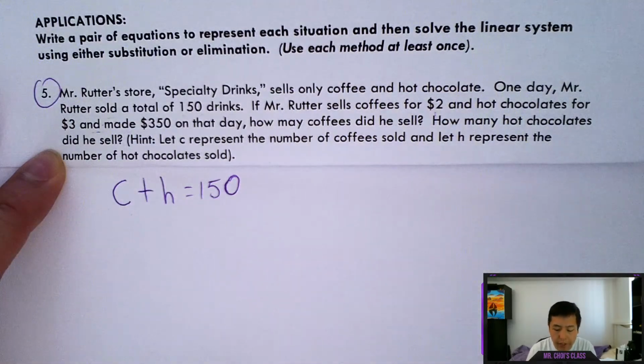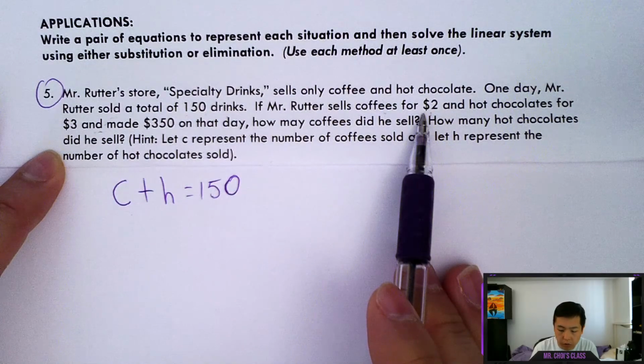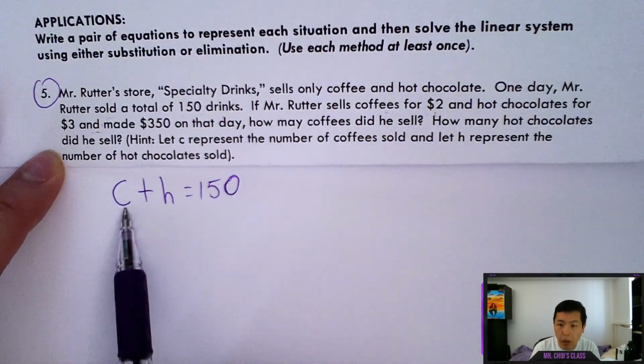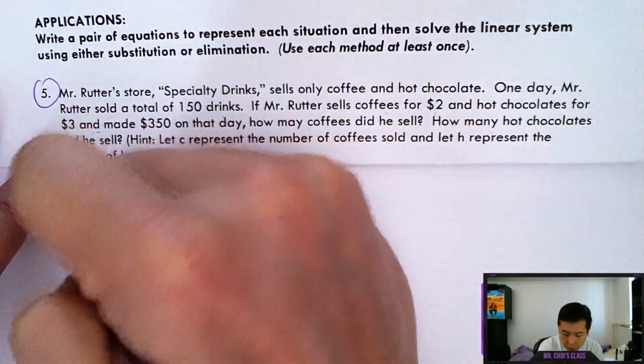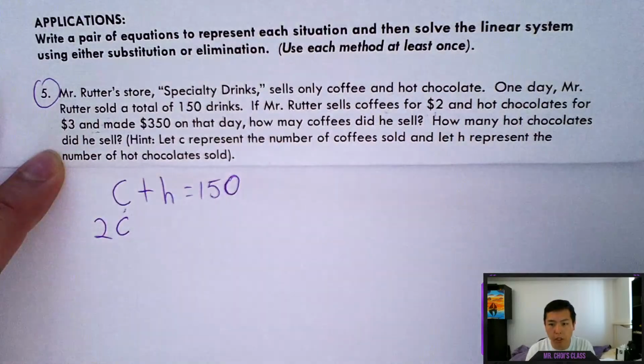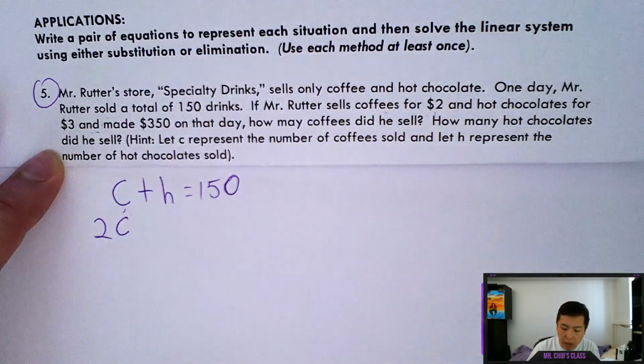So if that's the case here, we're saying coffees are $2 each, which means if this is the number of coffees, not how much the coffees are, then we need to multiply the amount of coffees by 2. For example, if I sell 10 coffees, I didn't make $10. I would have to multiply the 10 by 2 to get the total amount of money, which is $20. So that's why we do 2 times C.